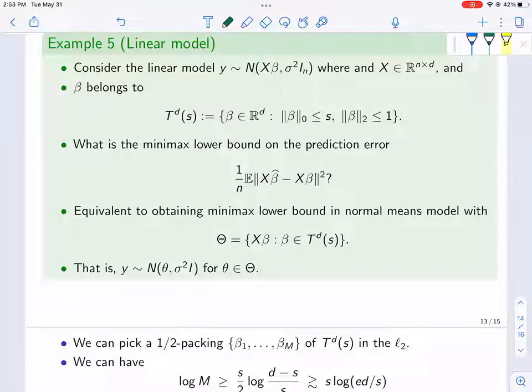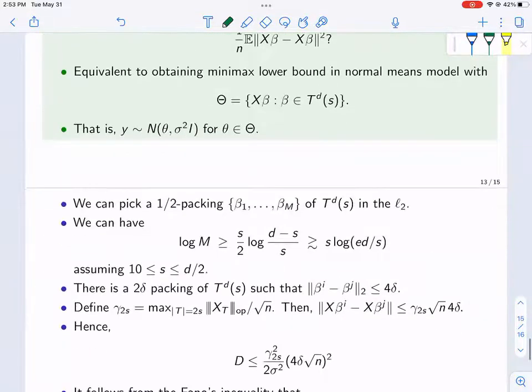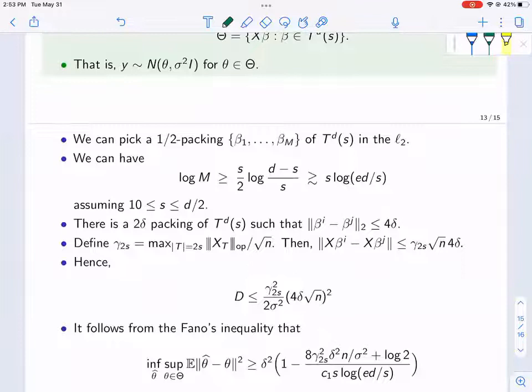So then you can still ask what is, again, the minimax lower bound of the prediction error. This is the equivalent of obtaining the minimax lower bound in the normal means model, where you have X beta, and beta now belongs to this instead. Yes, X is fixed. So X is the same design as before, a constant fixed design. But hopefully s is much less than d. So the technology here is slightly different. You have to first find a packing of this. And this is the claim that, if you have time, I'm going to come back to and together we'll think about it. This is the hard part. So there exists a 1/2 packing of this set.